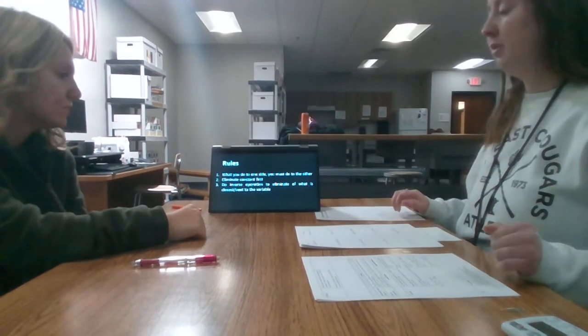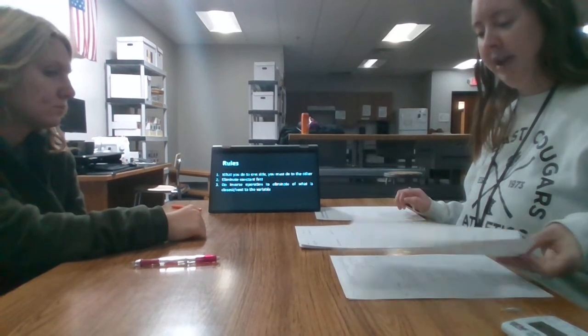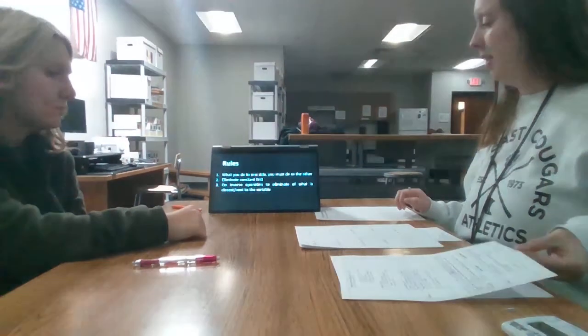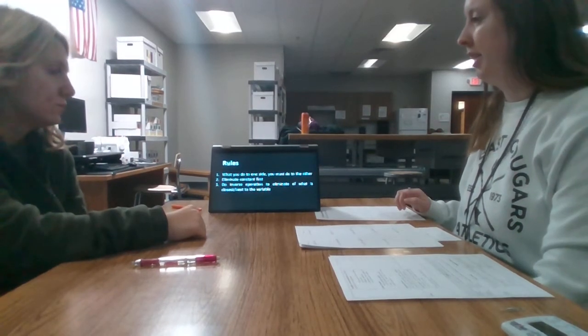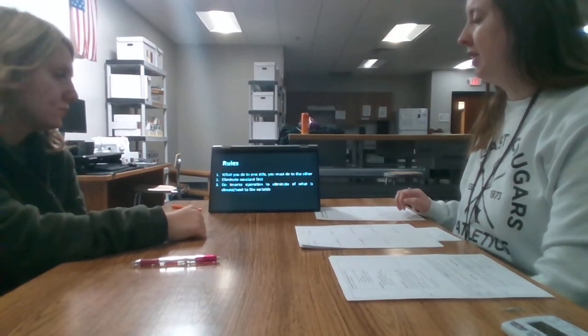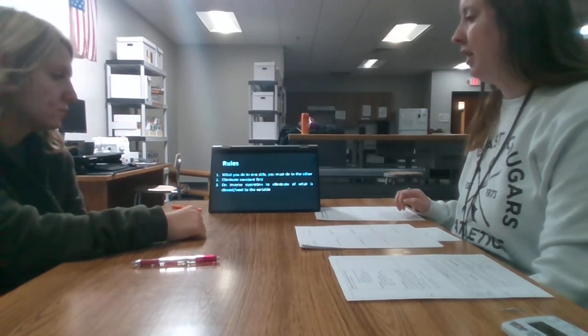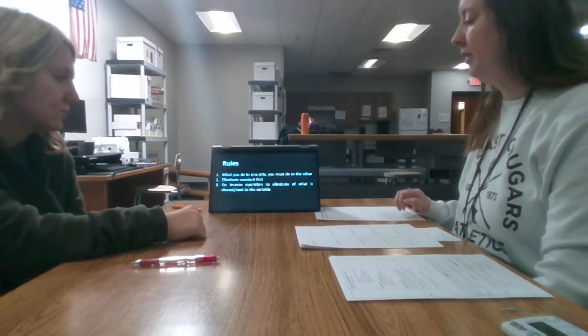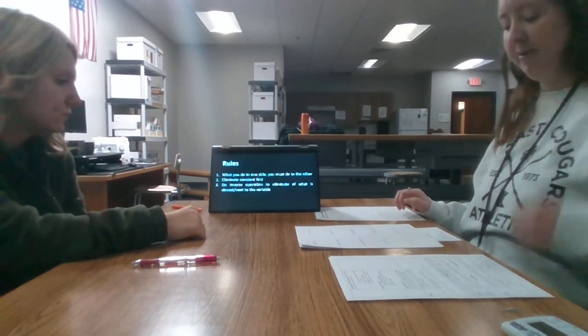Okay, so the rules of our equation solving is what you do to one side, you must do to the other. So that's what we did with that number 6. We eliminated the constant first. So our 6 was our constant number. And then we did the inverse operation to eliminate the closest or the number next to the variable.